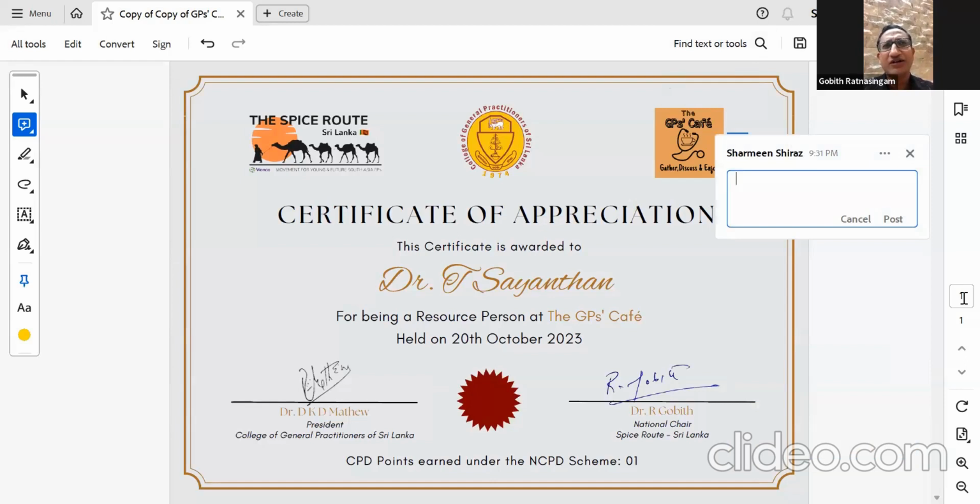We think a lot about how we can go with the simple full blood count and the blood picture. We don't need to do very fancy things. But as GPs, we do miracles for our own patients. So thank you for that.